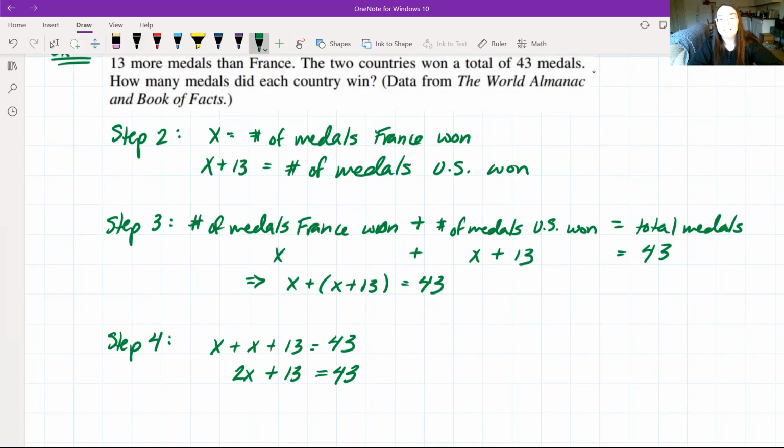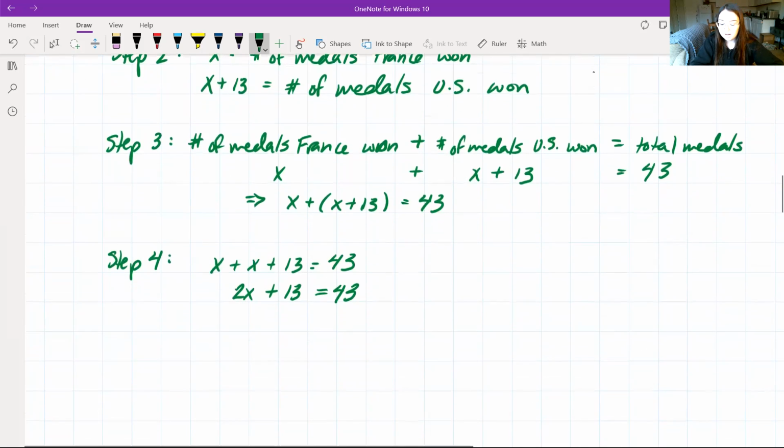So now we want to isolate x on the left-hand side. So let's subtract 13 from both sides. So we'll get 2x plus 13 minus 13 is equal to 43 minus 13. And our positive 13 minus 13 is going to be 0, which will just give us 2x is equal to 43 minus 13, which will give us 30.